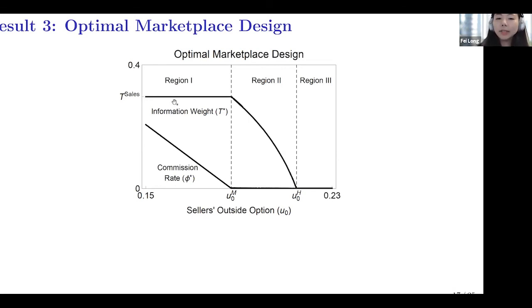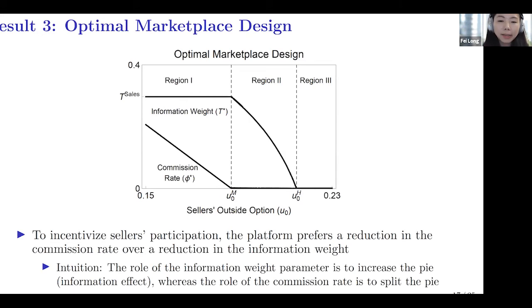What is the role of information weight? It helps consumers search better. That means it makes the total pie at the marketplace bigger. If consumers buy more, there's more revenue that can be shared between the platform and sellers. So if possible, the platform really wants to make this total pie big by keeping the information weight at a moderate level. The commission rate, on the other hand, is simply a transfer of profits from the platform to the sellers and doesn't change the total pie.